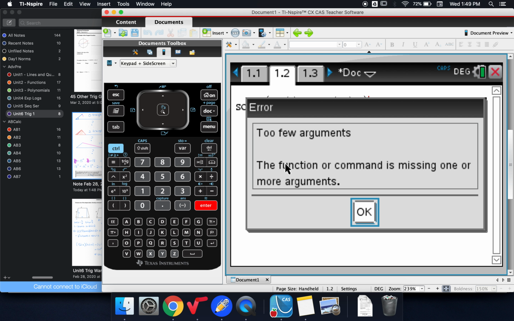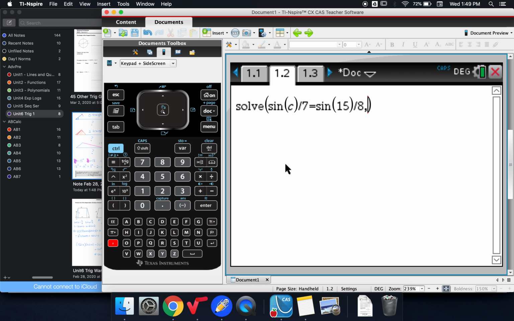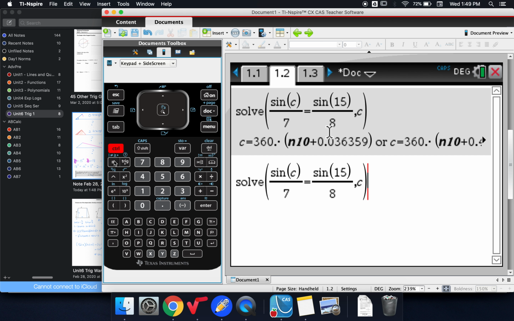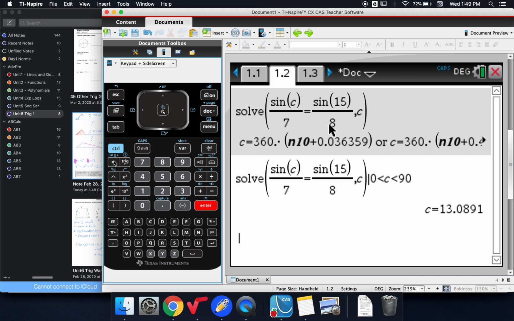If I just hit enter now, oh, we have to tell it that we're solving for C. It gives me a whole bunch of things that look crazy, and that's because the sine function is periodic. It just keeps repeating itself. So I have to tell my calculator, this is what I want you to solve, but I want an acute angle. So control equals to get my such that symbol, such that 0 is less than C is less than 90. And now it gives me just one value, 13.08.